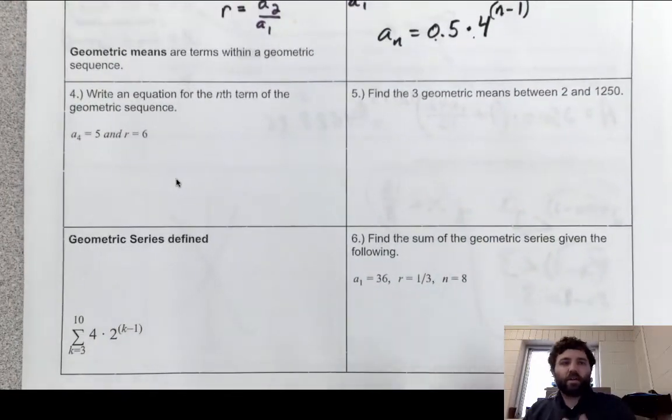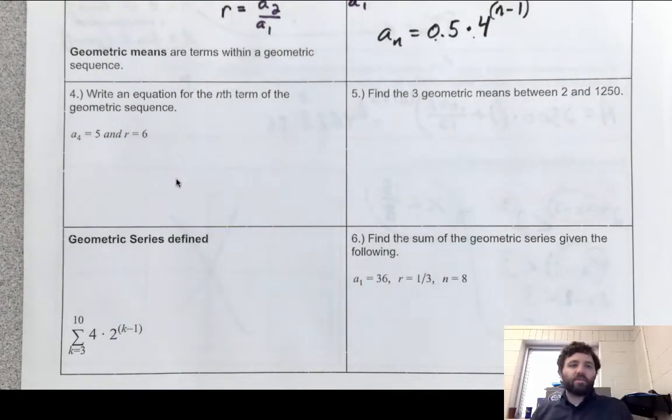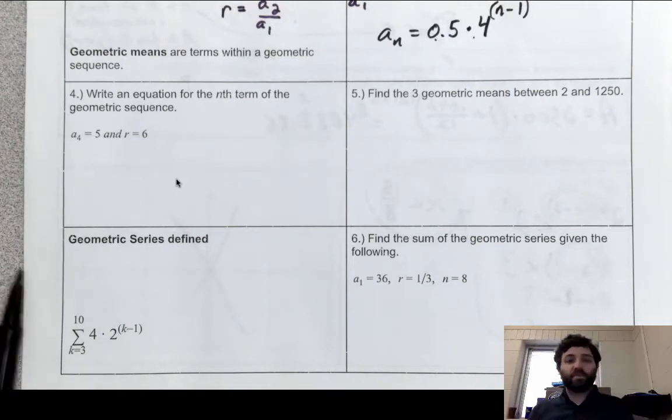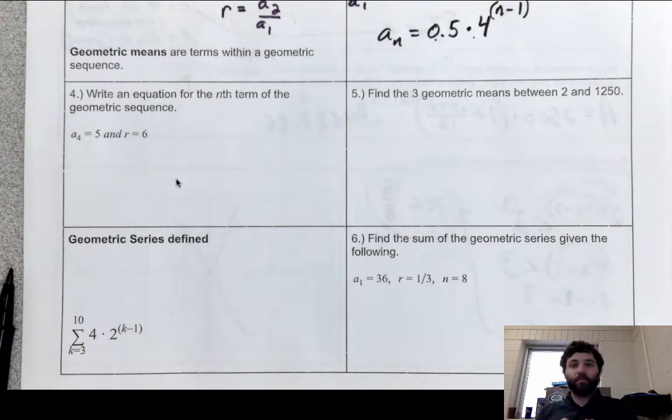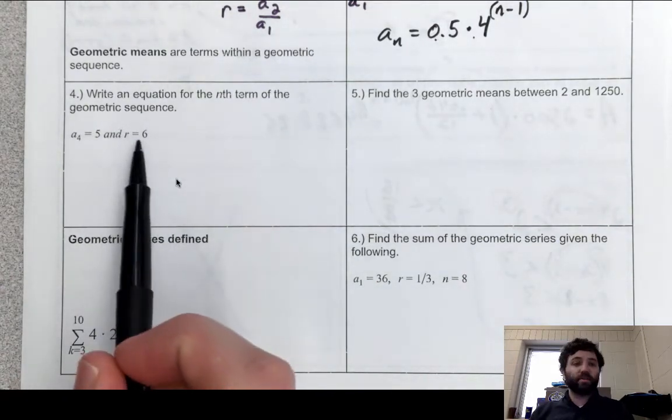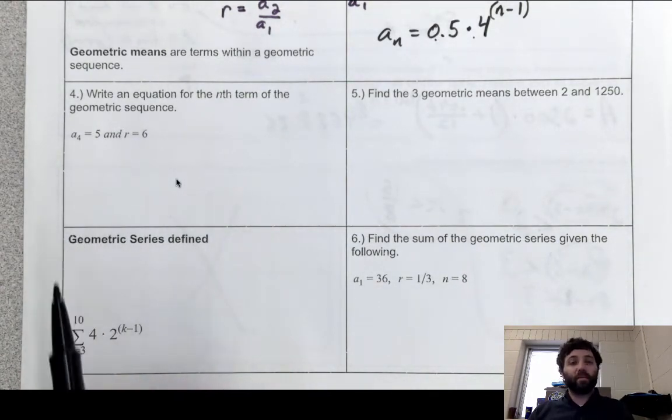All right, next. Write an equation for the nth term of the geometric sequence. So again, we want the same instruction. I ask myself, do I have a sub 1? Do I have r? If I don't, then I have to go find those things. I do have r. It's pretty clearly written here. R is 6. I don't have a sub 1.